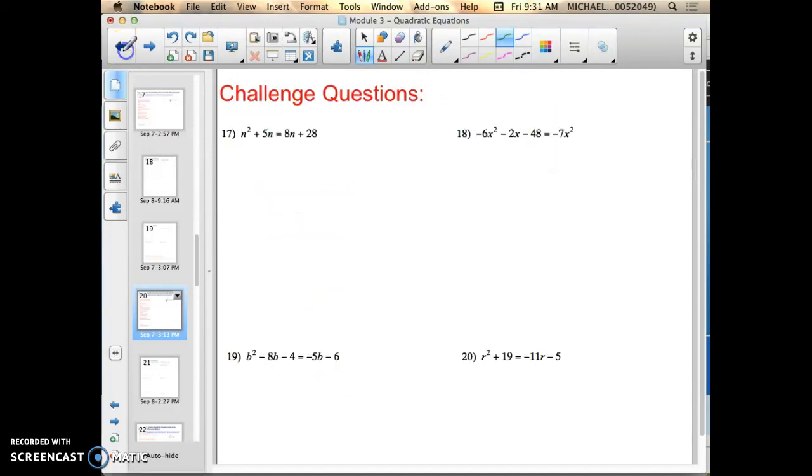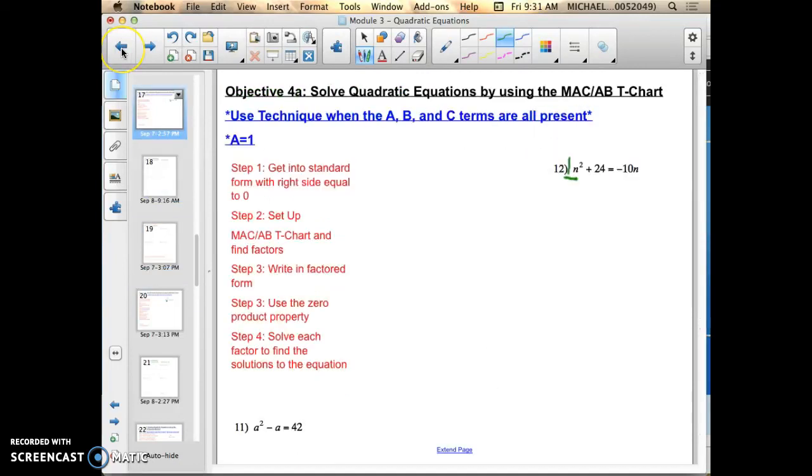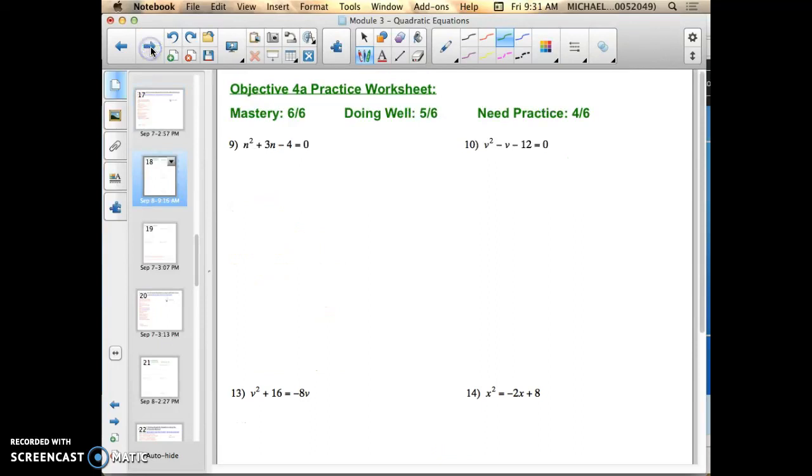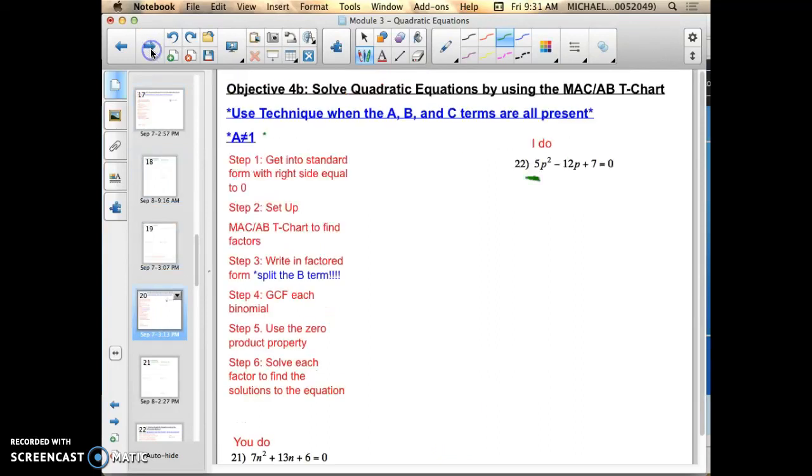From the previous objective, the A term was 1. If you notice here, it is 1. And so it's the same. You're going to use the MACAB T-chart, but there's a couple different steps you have to do when the A term is not 1. So just keep that in mind. It's very similar to the previous objective, but I had to separate them to show you how they are different.